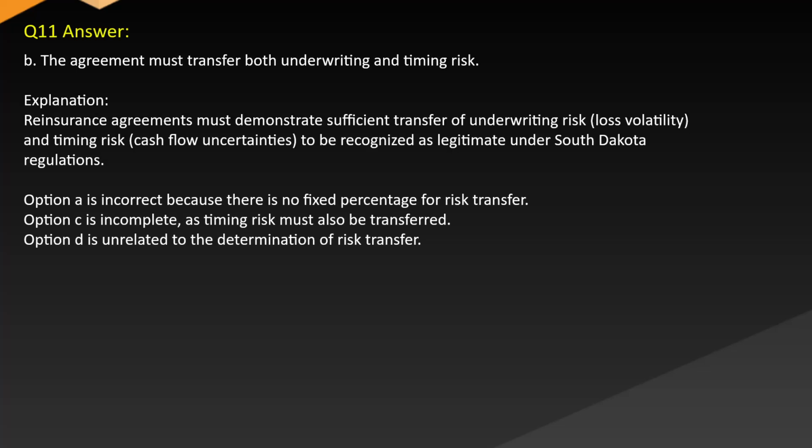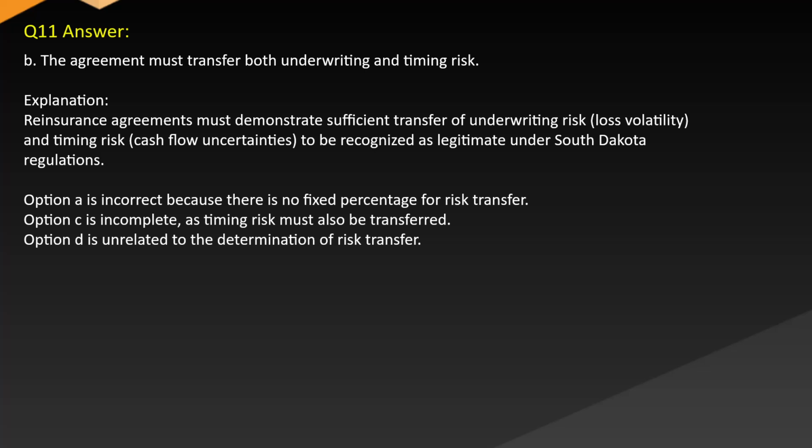Answer: B. The agreement must transfer both underwriting and timing risk. Explanation: reinsurance agreements must demonstrate sufficient transfer of underwriting risk, loss volatility, and timing risk cash flow uncertainties to be recognized as legitimate under South Dakota regulations.